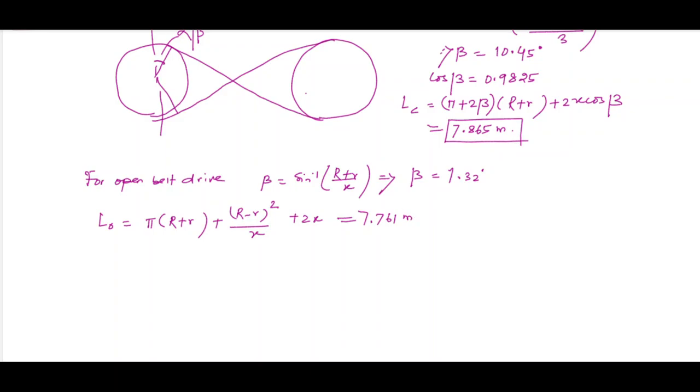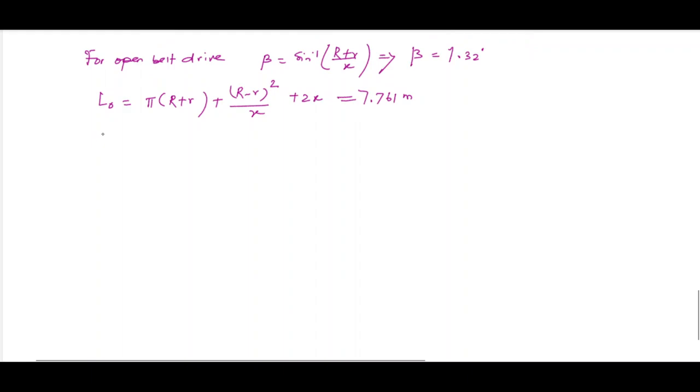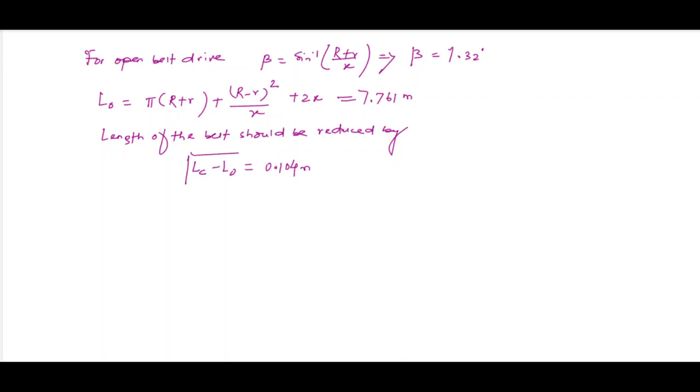Okay, so the length of the belt should be reduced by LC minus LO, length of cross belt minus length of open belt. So it is 0.104 meter.